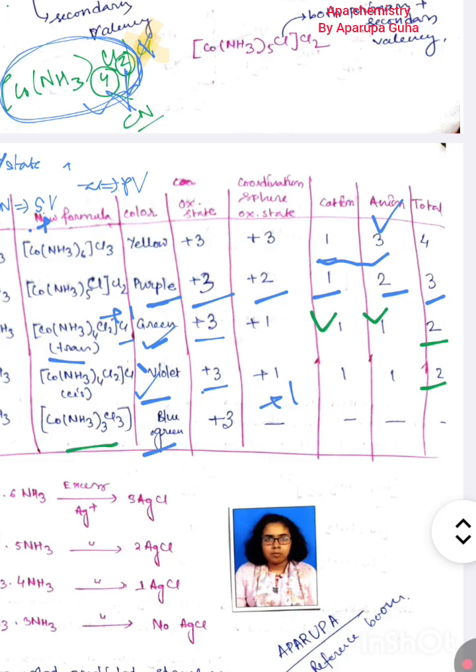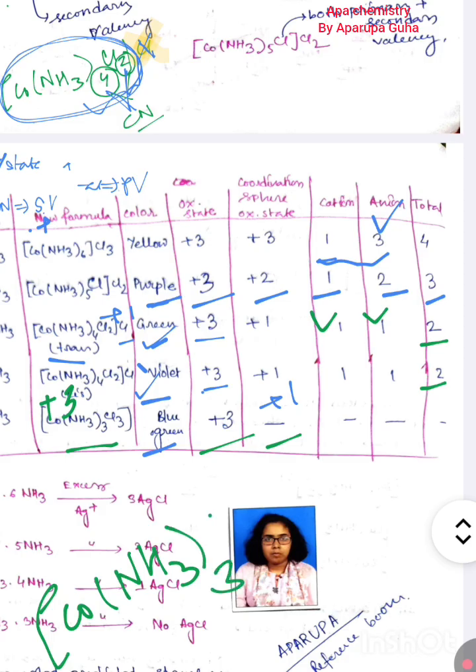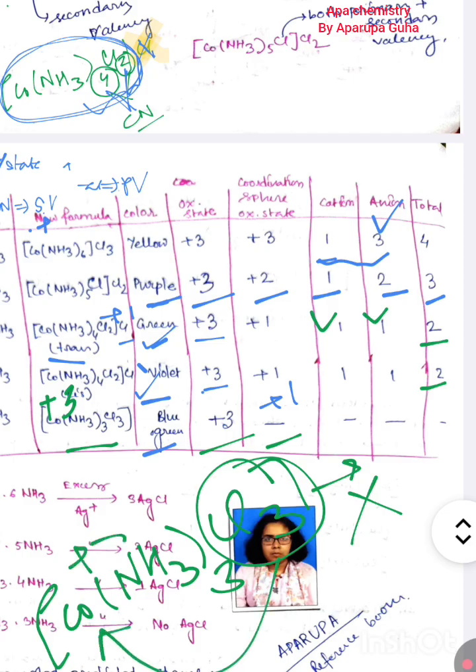Next one, last one, that is cobalt NH3 whole 3 Cl3. So there must be plus 3 oxidation state of metal, cobalt plus 3 obviously, and the coordination sphere charge is 0. Why? That is cobalt NH3 whole 3 Cl3. So there must be no dissociation at all, because in the ionizing sphere no anion is present. Okay, and this Cl3 neutralizes this cobalt plus 3, so that's why the overall charge becomes 0.